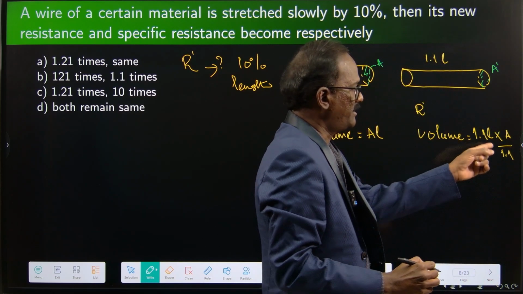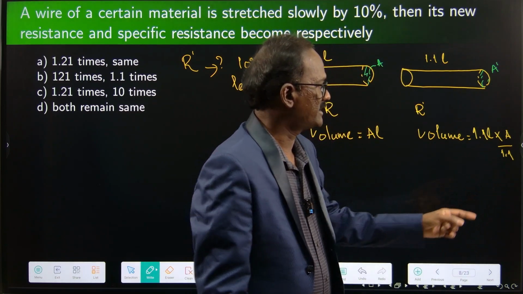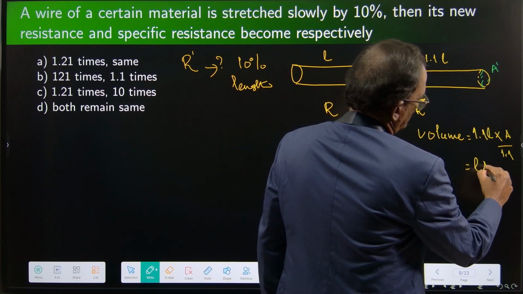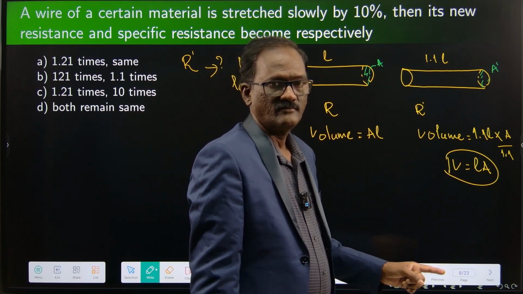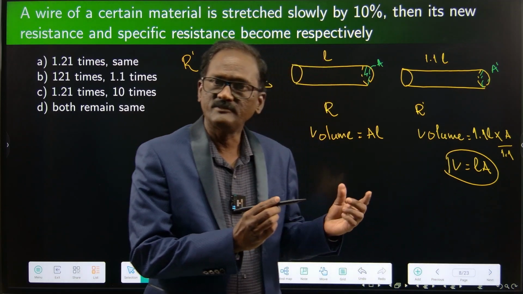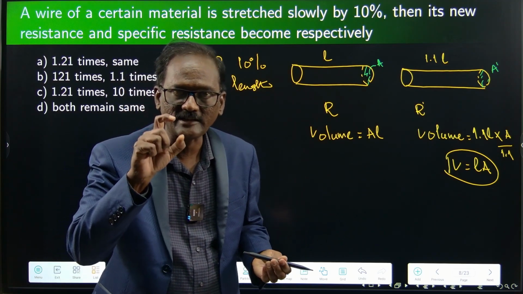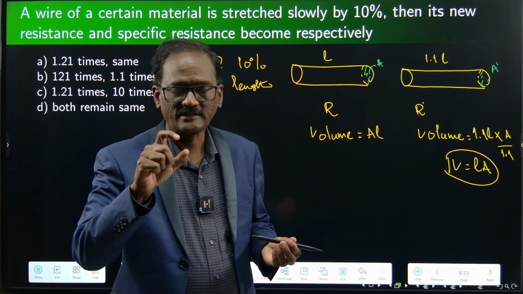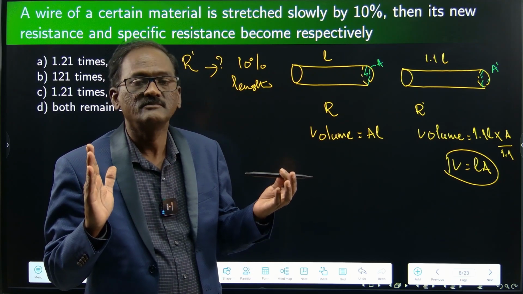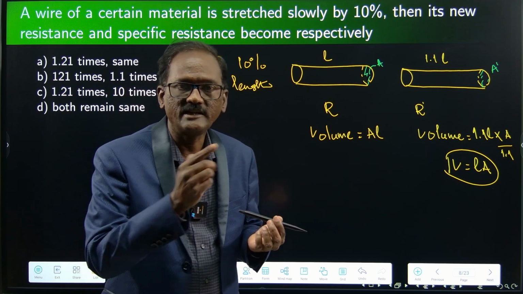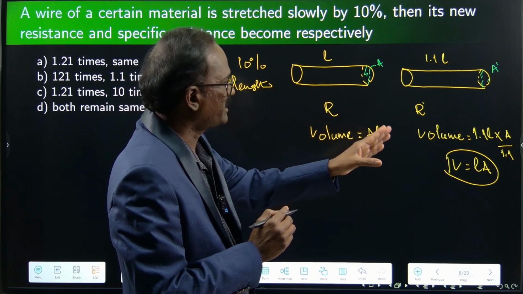This is the new value. A by 1.1 is A dash. So this 1.1 and 1.1 will get cancelled. So I will get V is equal to LA, V is equal to AL. Right? Keep this point in your mind: if length is increased by one factor, the area will decrease by the same factor. Then only you will have the volume constant. So you are not adding any new material to it, please remember. So the new area is A by 1.1.